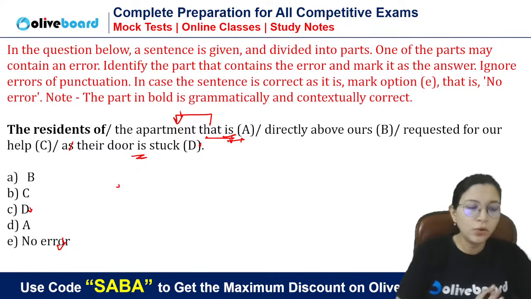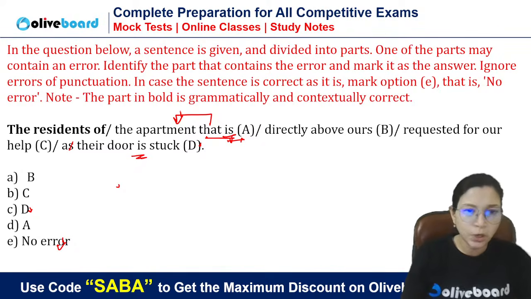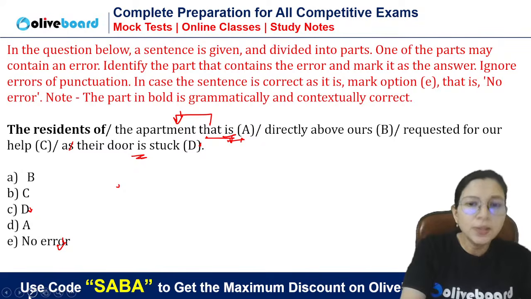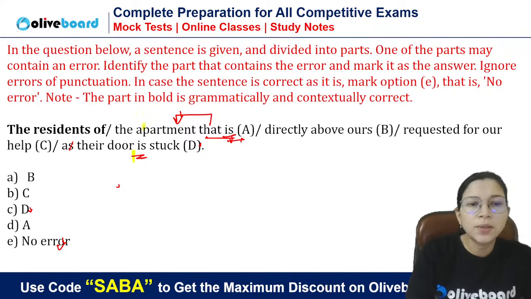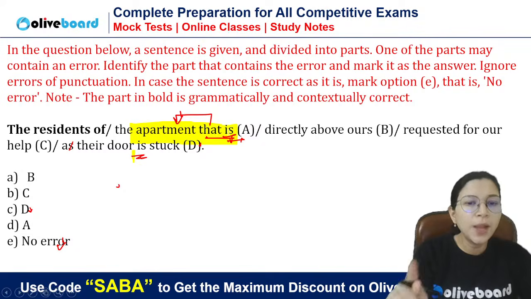Okay, now you have told all the parts. I can see CD, I can see DA, I can see no error, all the parts I can see. Now please listen to me. The residents of the apartment that is directly above ours. What is directly above ours? The apartment is directly above ours or the residents are directly above ours. So those who are saying that it will be "are", they are wrong.